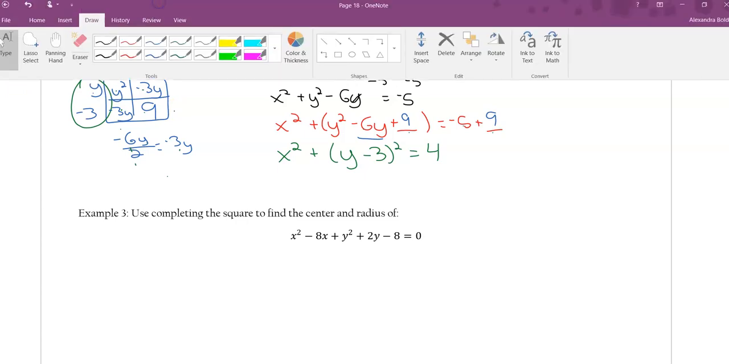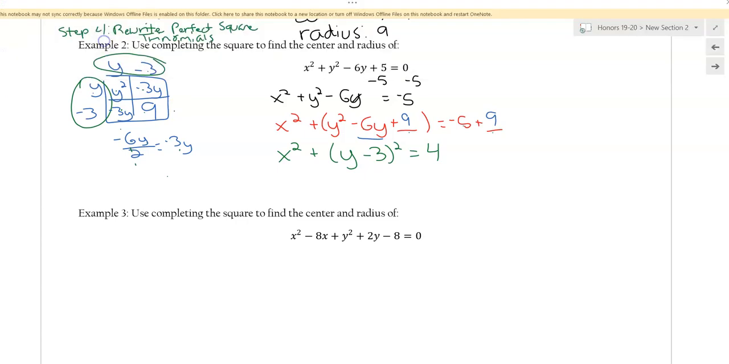Okay. Now I just need to pull out my center and my radius. Well, there's nothing with x, so that's 0. And then negative 3 turns to positive 3, right? My radius is the square root of 4, which equals 2.